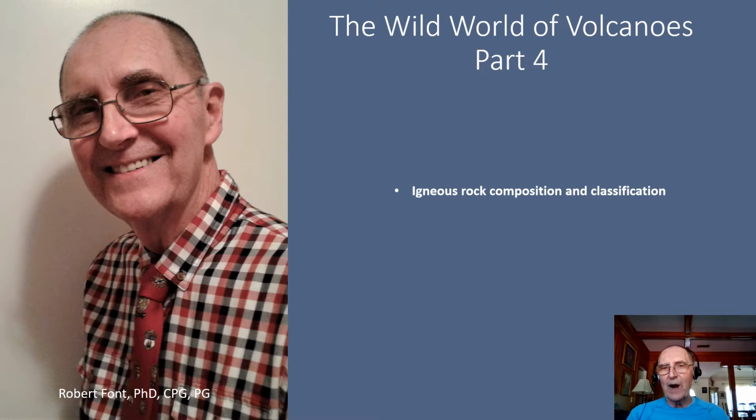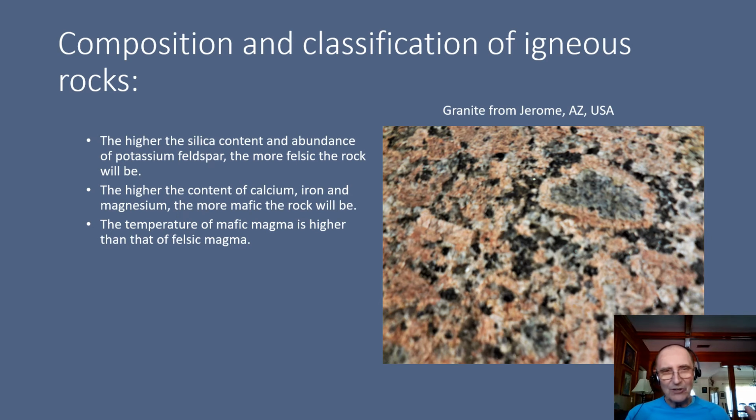We will summarize the composition and classification of igneous rocks. We can make some general statements. For example, the higher the silica content and the abundance of potassium feldspar, the more felsic the igneous rock will be. The higher the content of calcium, iron, and magnesium, the more mafic the igneous rock will be. And I should point out to you that the temperature of mafic magma is definitely higher than that of felsic magma.